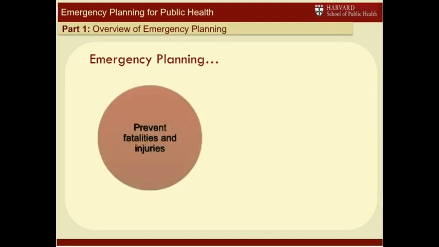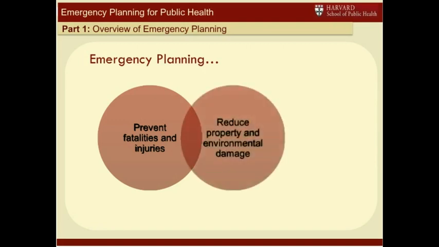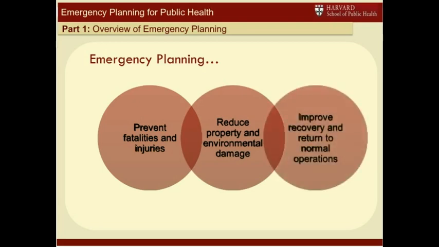Prevent fatalities and injuries, always our #1 objective. Reduce property and environmental damage, and improve recovery and return to a community's normal operations. There are many examples where the lack of an emergency plan has resulted in human injury or casualties, severe property loss, and prolonged delays in a community's recovery. In emergency management, planning focuses on protecting the public.